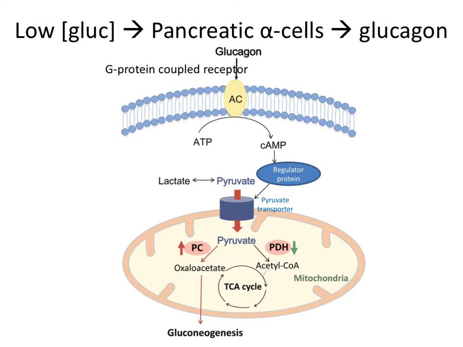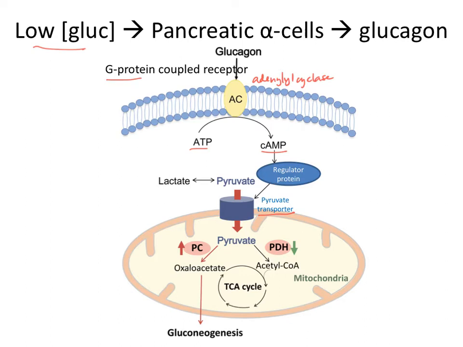When our pancreas senses a low blood glucose concentration, the hormone glucagon is released, and glucagon binds to a G protein coupled receptor. And that G protein coupled receptor will activate adenylyl cyclase. Adenylyl cyclase is an enzyme that converts ATP into the secondary messenger cyclic AMP. And cyclic AMP has a lot of roles inside the cell, one of which is to activate a regulatory protein that helps a pyruvate transporter move pyruvate into the mitochondria.